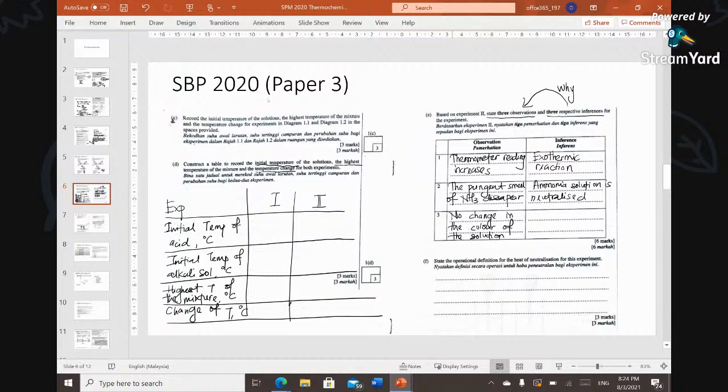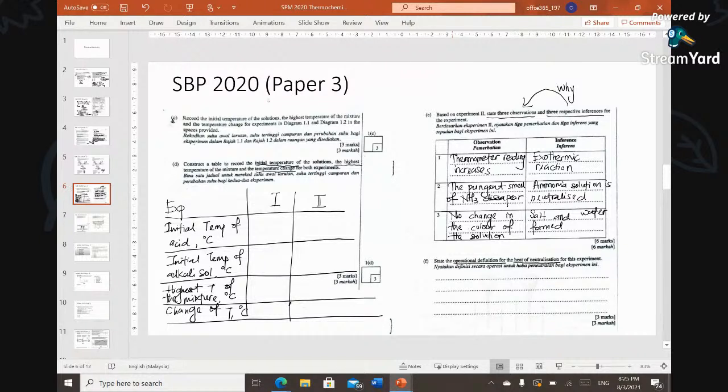So why is there no change in the color of the solution? That will be your inference. So neutralization, it will produce salt and water. Salt and water formed, or you can say salt solution is formed. Okay, so you write down the observation and also the inference. Okay, the next question. State the operational definition for the heat of neutralization for this experiment.